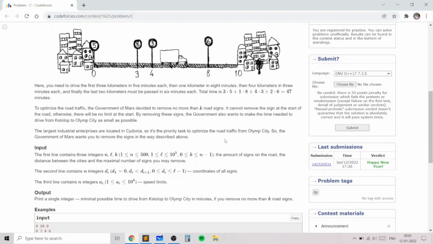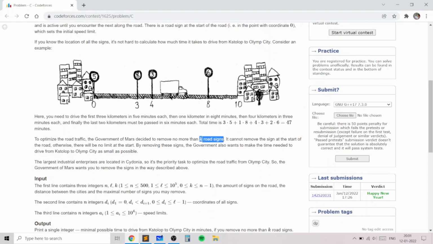So initially, let's say that k is 0. So let's consider the simple case when you don't remove any road signs. Then in that case, what will be the time taken? So in that case, the time taken is simply given by.